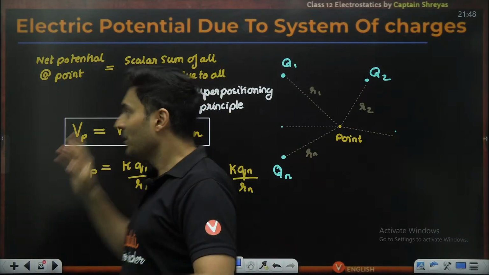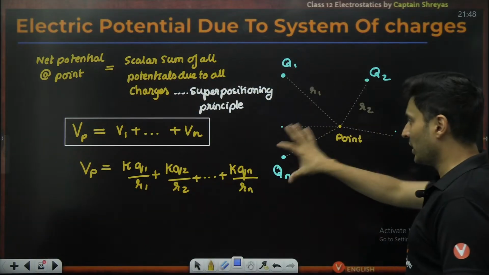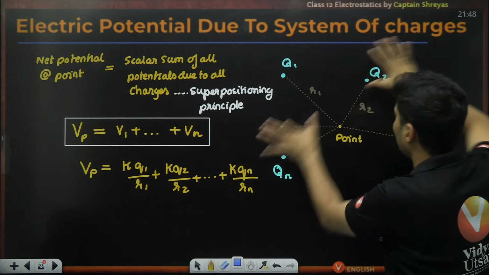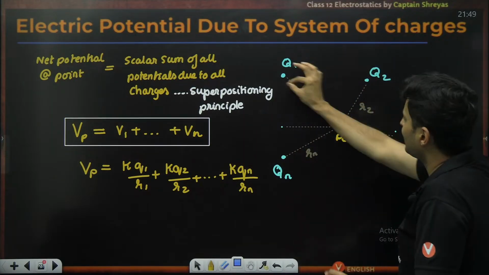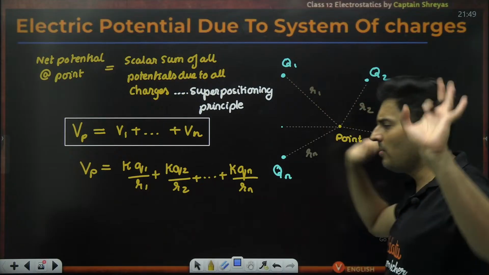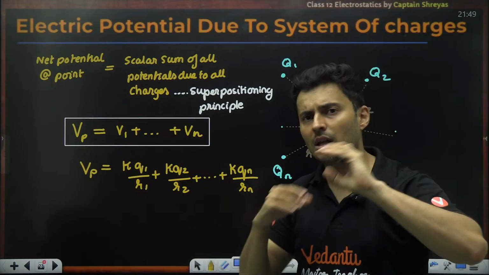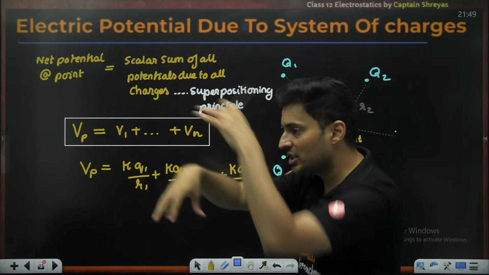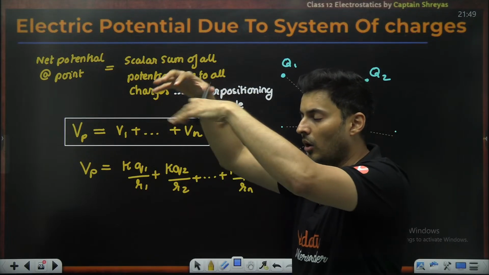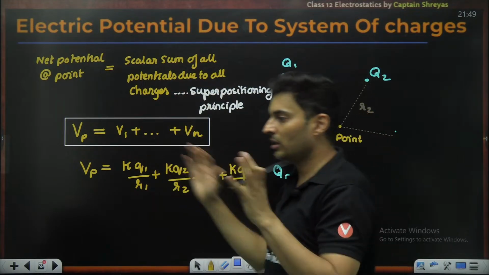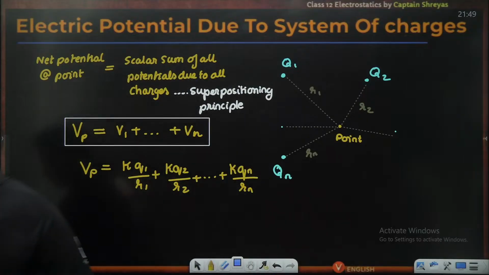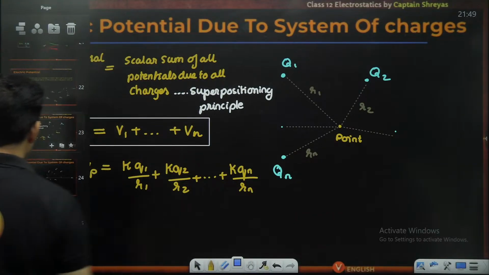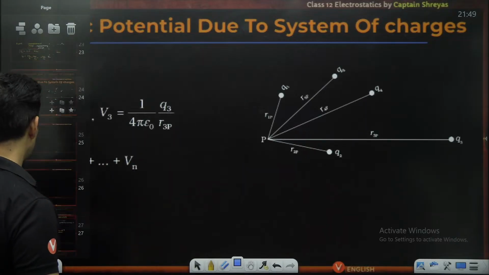Got it? So every charge is giving some potential, and their total potential is just the sum, as if the other charges are not even there. This charge will say, "I'm going to give you this potential, boss. I don't care about other charges." Every charge is superpositioning onto all the other potentials to give the total potential. Is that clear, everyone? All clear? Awesome. So that is basically your superpositioning principle.